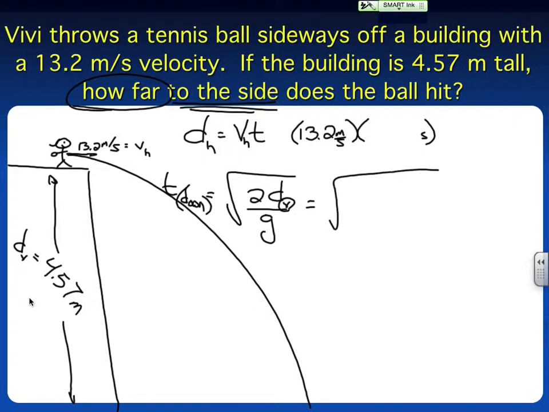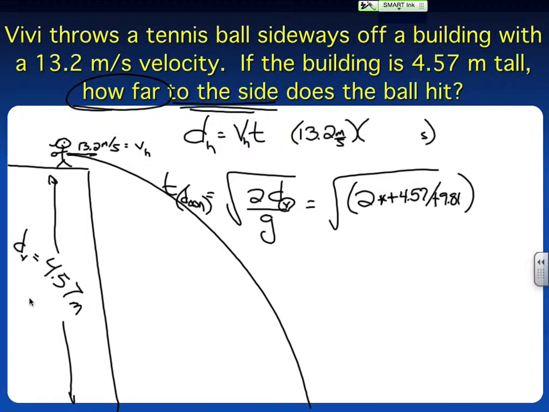So we're going to have the square root of 2 times the dv. Now what is my dv? dv, 4.57. d stands for what? Displacement, not distance. What does displacement have that distance doesn't? A direction. What direction is it going? Down. How do I say down? We say down is negative. So we put in a negative 4.57, and then we divide by g, which is negative 9.81. And again, I like to emphasize this because this negative and that negative need to cancel each other out.